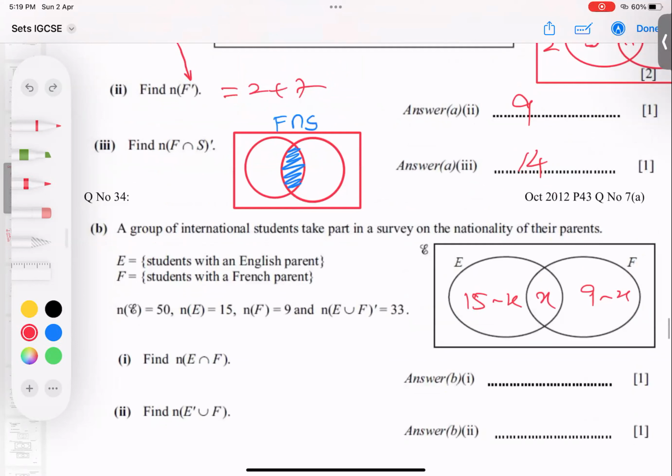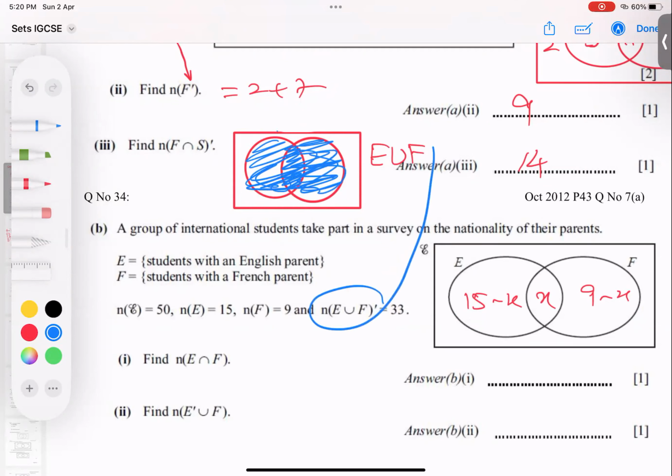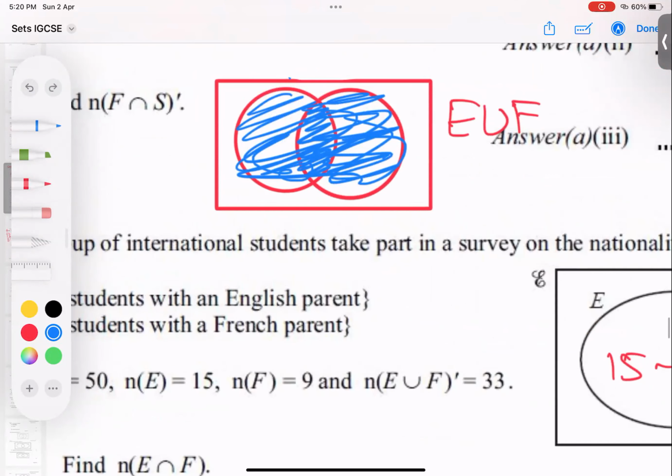For example, let's say this is E union F. What does E union F mean, students? E union F means both circles. Look, I'm shading both circles. He said, no, take the complement of this. See, is there a complement on top or not? Clear? So complement means don't take this shading.